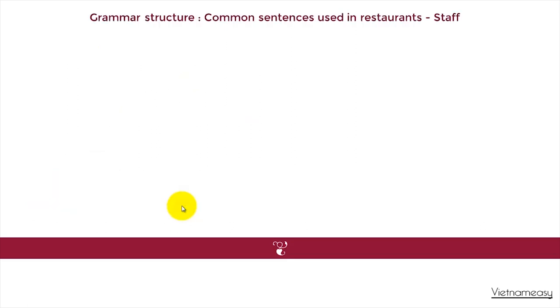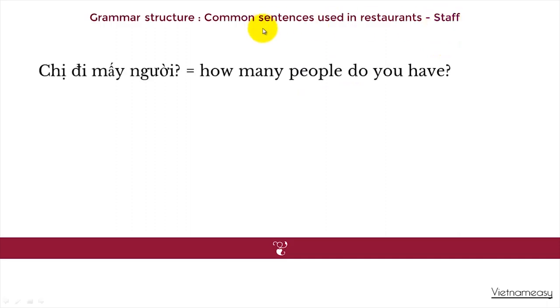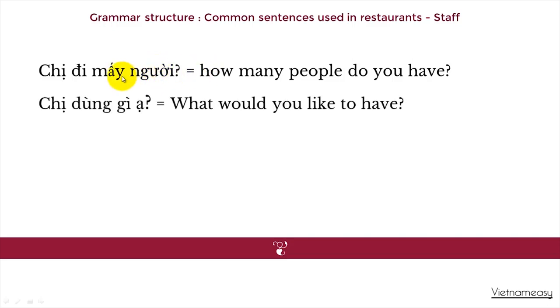Next one, we have some common sentences used in the restaurants. And the first part is those that are used by the staff. So we have chị đi mấy người, which means how many people do you have. So mấy người means how many people. Next one, chị dùng gì ạ, which means what would you like to have. So the word dùng we have learned above, which means to use or to have, as in a meal.